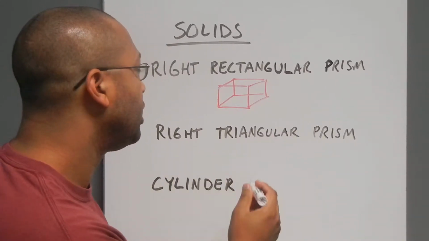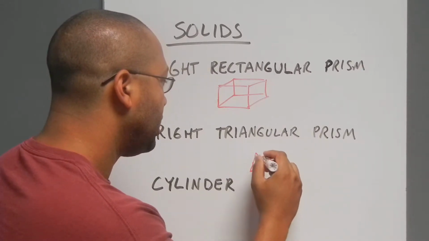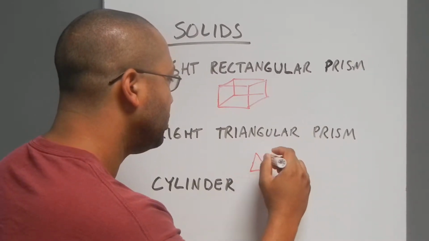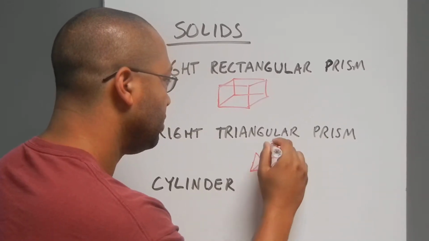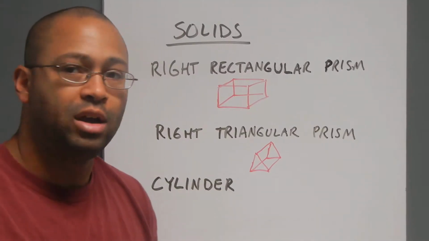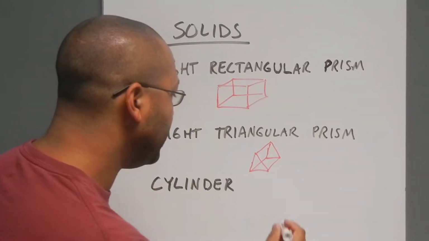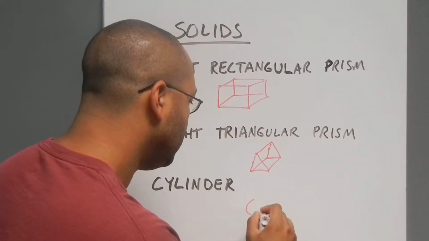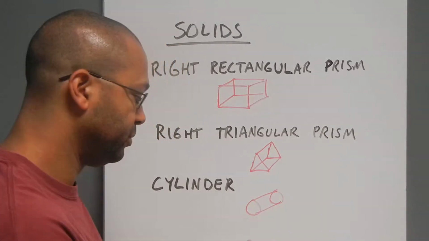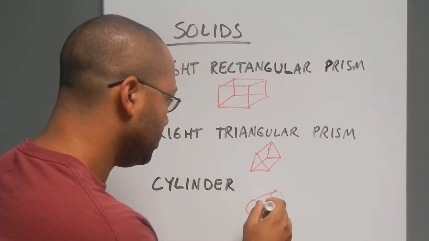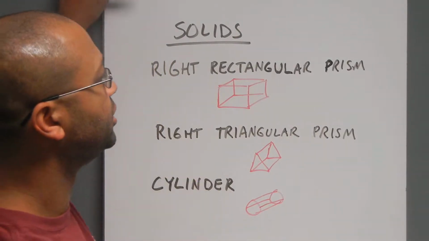Another one is a right triangular prism. Basically, when you take a triangular shaped base and you extrude it out and you give it some depth, there is a right triangular prism. And a cylinder is basically one where you take a circle and you extrude it and it forms a cylinder. And so that is a cylinder.